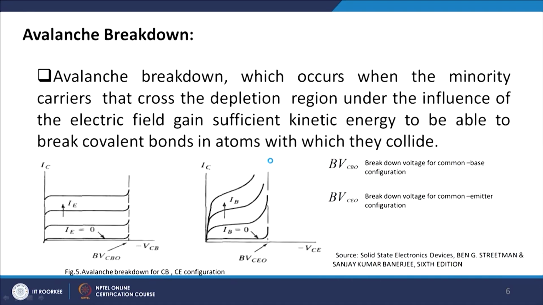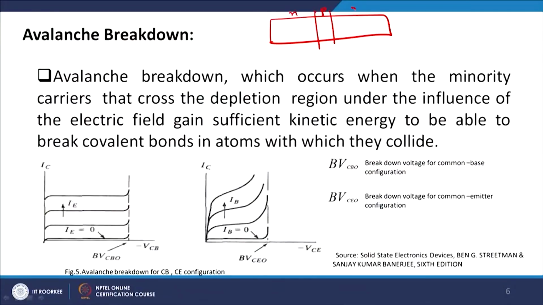Let me come to the third second order effect, and that is the avalanche breakdown, and I think it is very simple and straightforward. Avalanche breakdown: remember your base collector is always reverse biased, right. We had been talking for a long time that the base collector will always be reverse biased. So when the base collector is reverse biased, you will have holes as minority current carriers here and electrons as minority current carriers here, right.